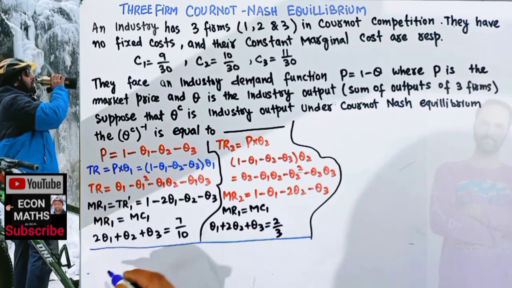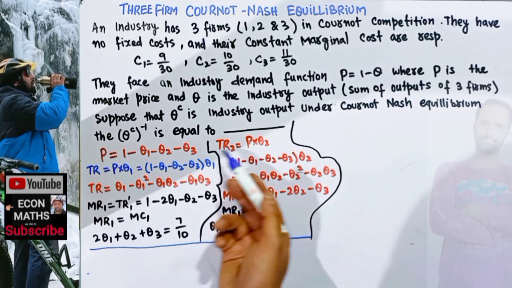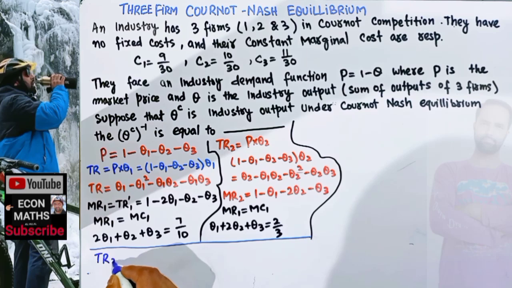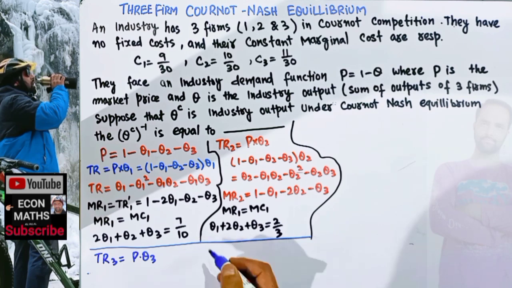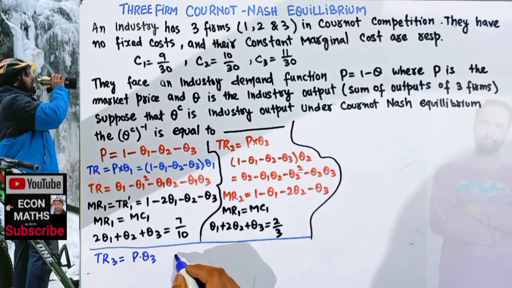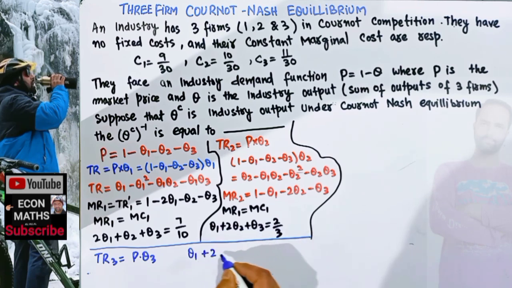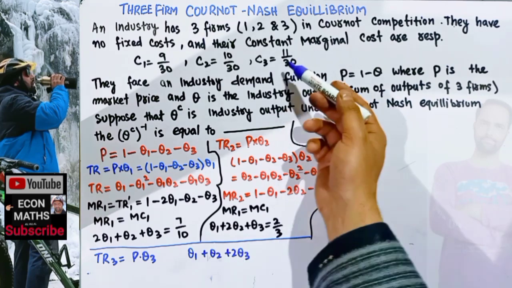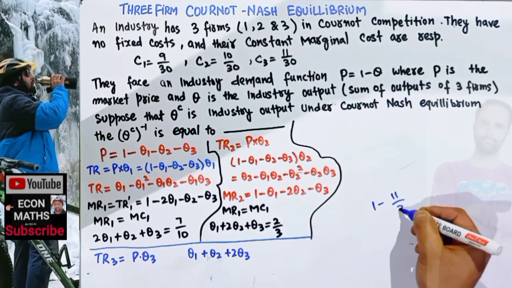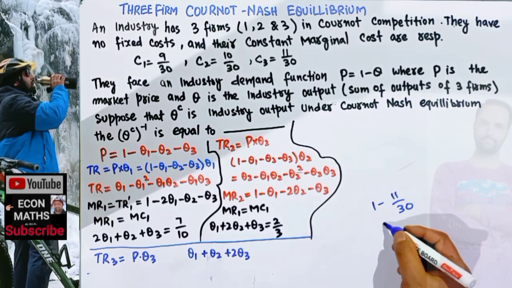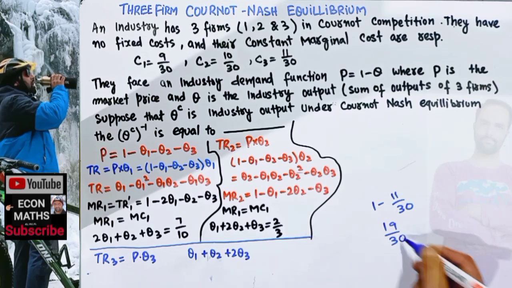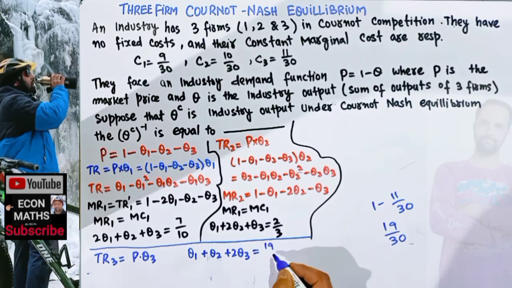That means for firm 3, when we write, total revenue of firm 3 will be equal to P into Q3. Then you will find out marginal revenue and equate it with marginal cost. That means we will get this kind of equation, that is Q1 plus Q2 plus twice Q3. We have 1 minus 11 upon 30, so this comes out to be 19 divided by 30.